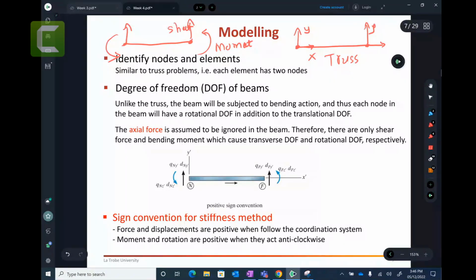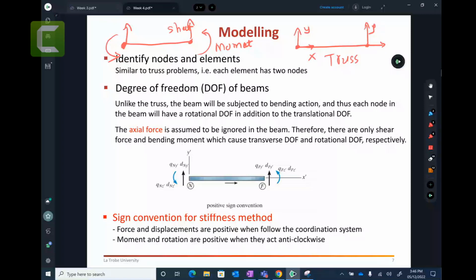Again, there are two degrees of freedom for each node. Let's say this is a node, and this is another node. Each node has two degrees of freedom. What are the two degrees of freedom? One is going vertically up, and another one is rotating. How do I physically explain these? This point can go up or down, and this point can rotate, like spinning. Those are the two possibilities.